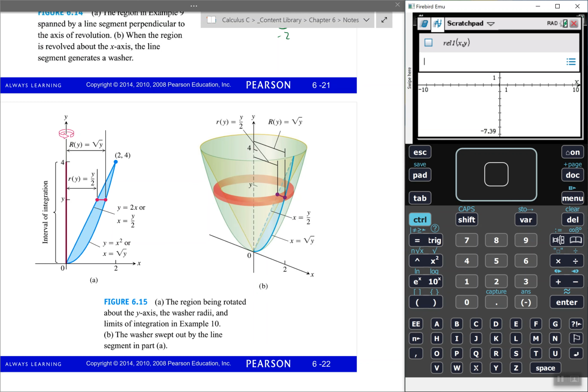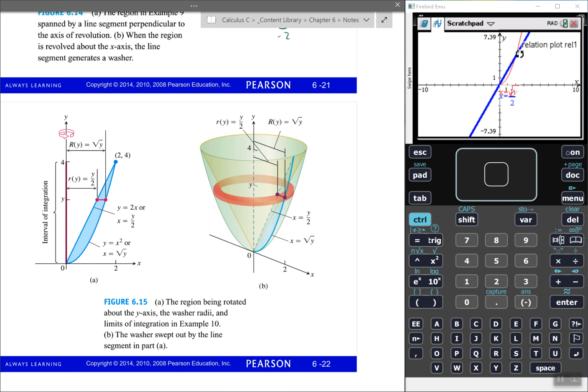So we have x equals y over 2. We have that, that's the line, that's the inner function, and then x equals square root of y. Okay, so there is our secondary function. And then they intersect there, and they intersect at 0, 0, so that point is at 2, 4. So those are our limits of integration. If you want to take a shot at this one, go ahead and pause the video, set up your integral, and see what you find for the volume.